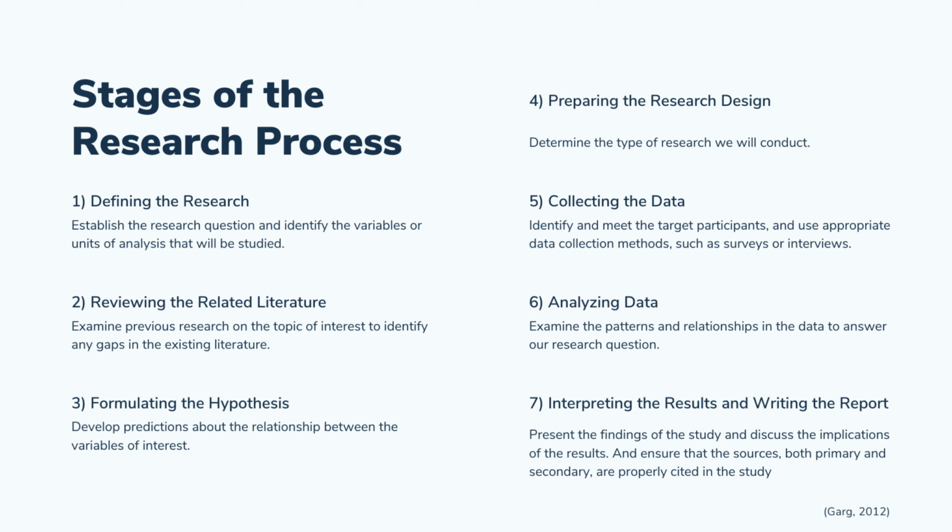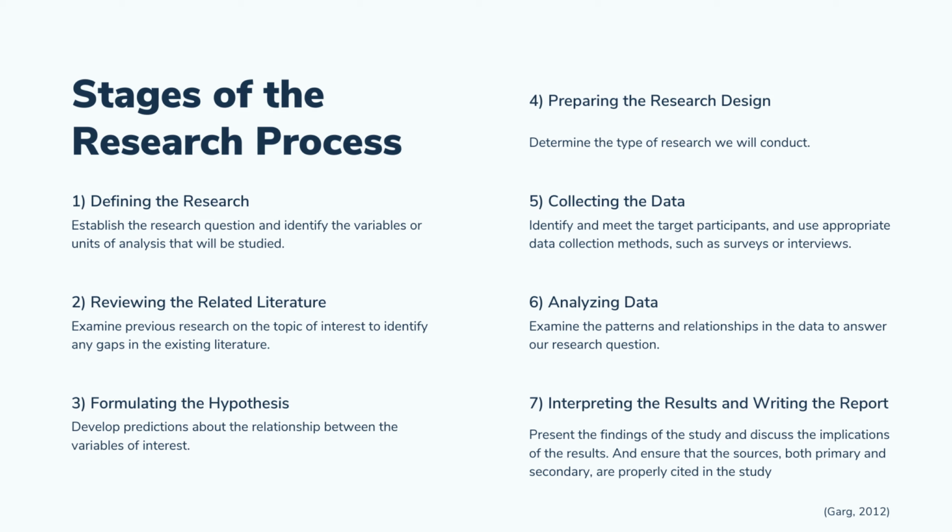In stage 2, reviewing the related literature, we would examine previous research on the topic of interest to identify any gaps in the existing literature. For example, if we find that there is a lack of research on the effects of social media use on mental health in adolescents, this gap in the literature would inform our study design and hypotheses.